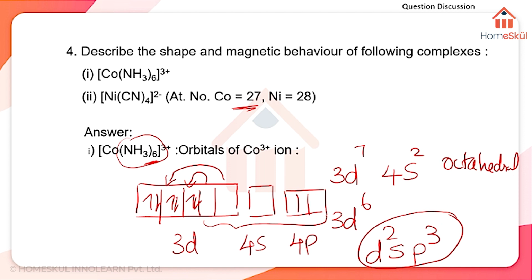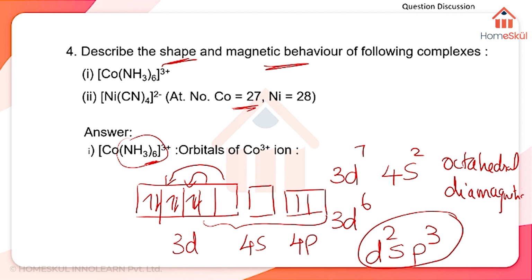And magnetic behavior: in this case, we do not have any unpaired electrons, so this is diamagnetic in nature. These are very important questions. For that, you just have to go through the atomic number and the electron filling taking place in the orbitals. Thereby you will get the shape and magnetic behavior. Similarly, we can do it for the second complex.